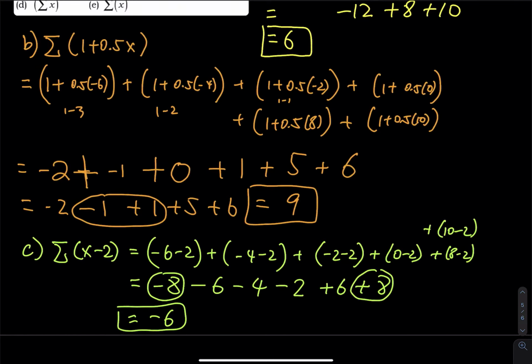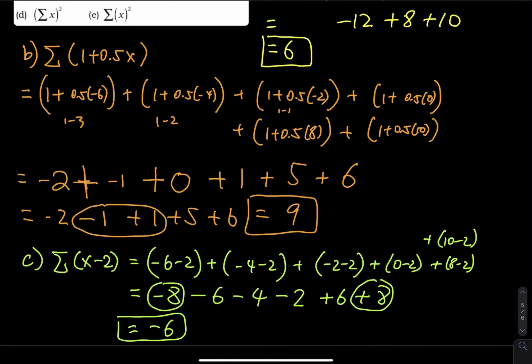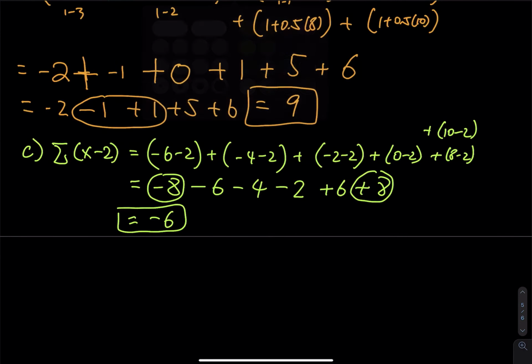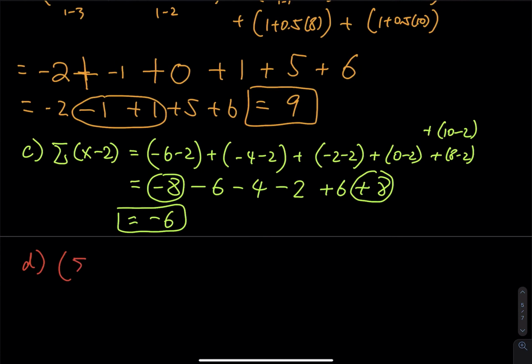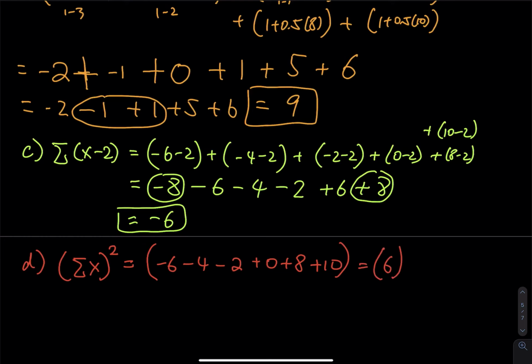And then you have a sum of a square and then a square of a sum, right? D and E. So D, you have the sum of x and then you square. So that means you add all the data first. Inside the parenthesis, you have -6 plus -4 is -10, and then plus -2, plus 0, plus 8, plus 10. So this one is -12, right? 18 minus 12 is 6, so that equals 6. So you have a 6, and then now you square, you have 36.